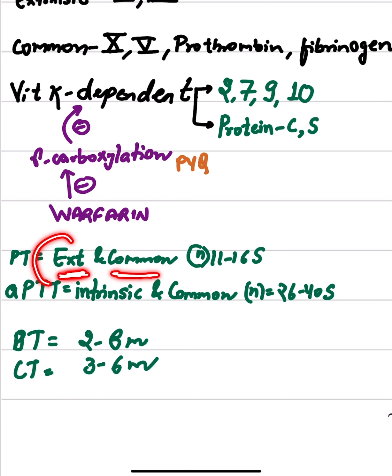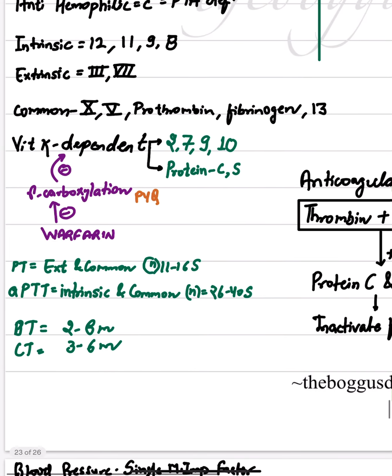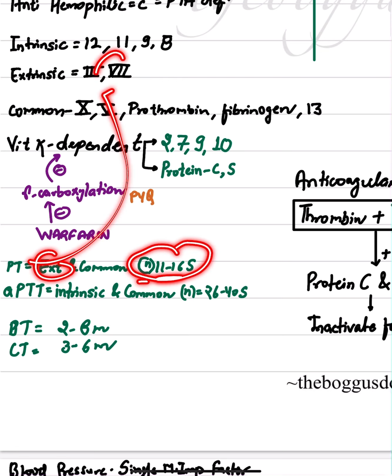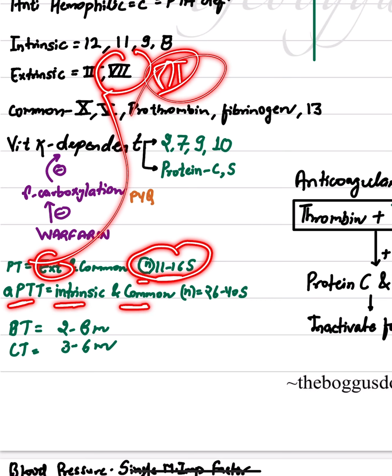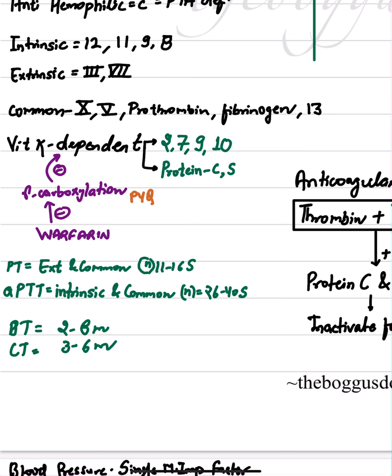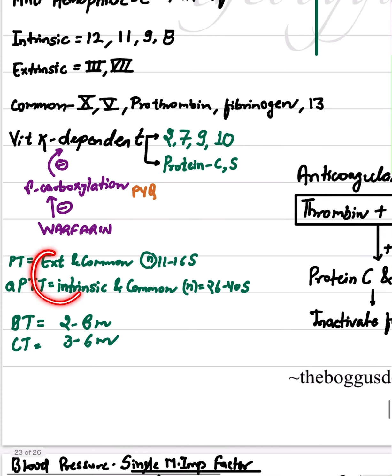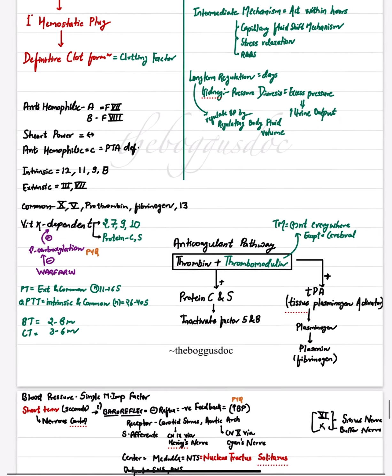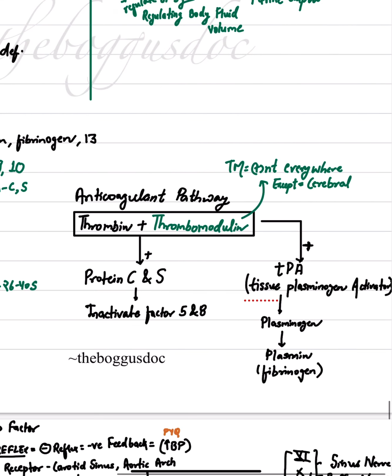PT affects the extrinsic pathway and the common pathway. Normally it is 11 to 16 seconds, mainly for factor 7. APTT is for the intrinsic pathway and common pathway, normally 26 to 40 seconds. Bleeding time is different: it is for the platelets. Bleeding time is 2 to 8 minutes and clotting time is 3 to 6 minutes.